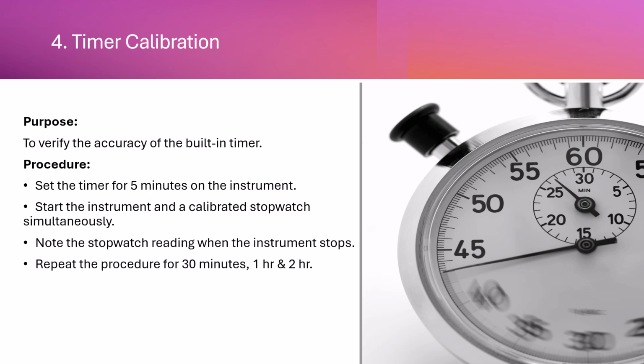So now repeat this procedure for extended durations of 30 minutes, 1 hour and 2 hours to confirm consistent timing accuracy across different intervals, right? So now the acceptance criteria. The timer's recorded duration must be within plus minus 1% of the set time, in accordance with the pharmacopoeia standards, right?